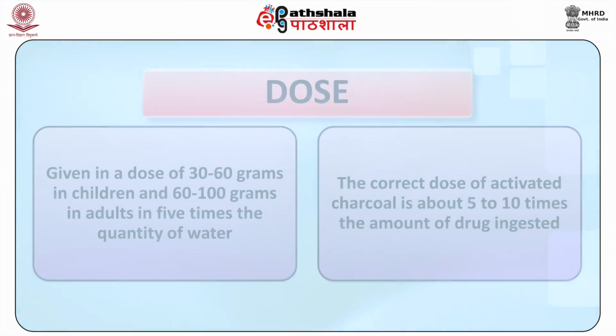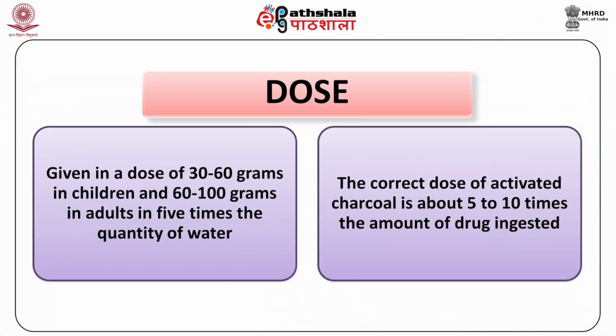Activated charcoal strongly absorbs aromatic substances such as acetaminophen, salicylates, barbiturates and tricyclic antidepressants, thus reducing their absorption from the gastrointestinal tract. Most inorganic substances are poorly absorbed by activated charcoal. Now the doses. It is given in a dose of 30 to 60 grams in children and 60 to 100 grams in adults in 5 times the quantity of water. The correct dose of activated charcoal is about 5 to 10 times the amount of drug ingested.